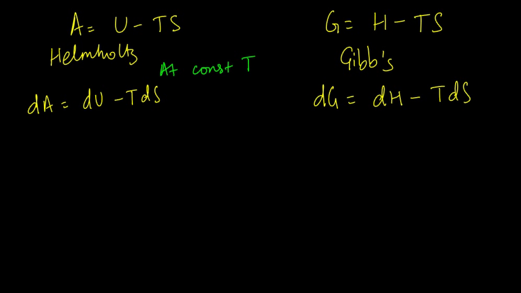While defining dA or A, it was dU minus TdS, which at constant volume was less than or equal to 0. That was one of the criteria for spontaneity, and from there what we get was dA at constant temperature, constant volume less than or equal to 0, and dG likewise at constant temperature, constant pressure less than or equal to 0.